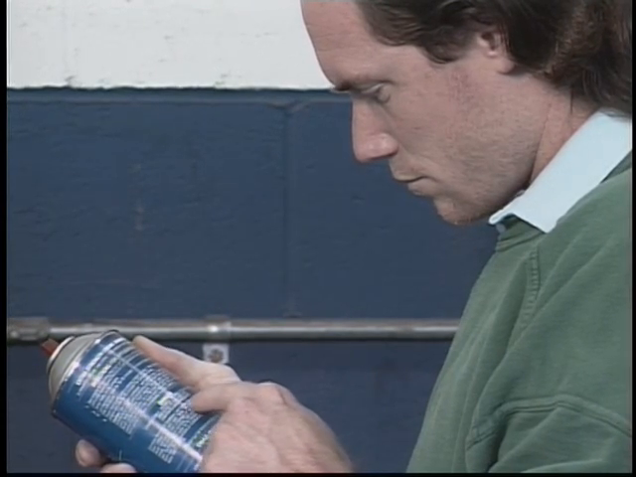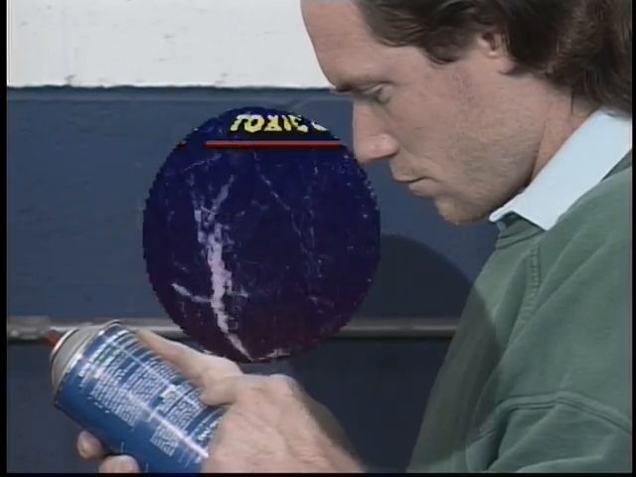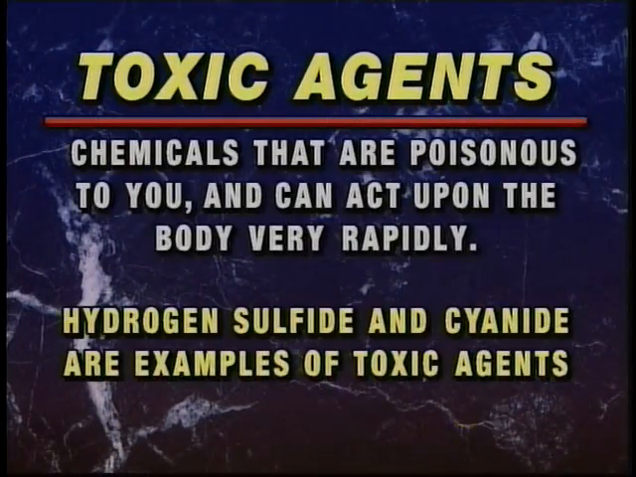Once you've read the label, you'll be able to identify the type of chemical and the proper instructions required for this chemical. Basically, there are 4 types of chemicals. Let's take a look at what they are. First, toxic agents. Now, these are chemicals that are poisonous to you and can act upon the body very rapidly. Hydrogen sulfide and cyanide are examples of toxic agents.